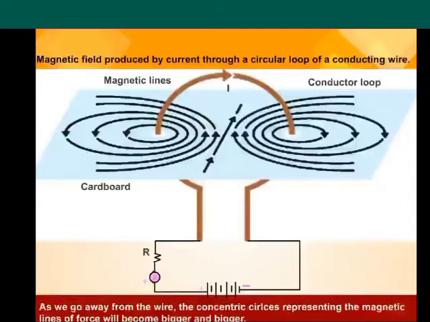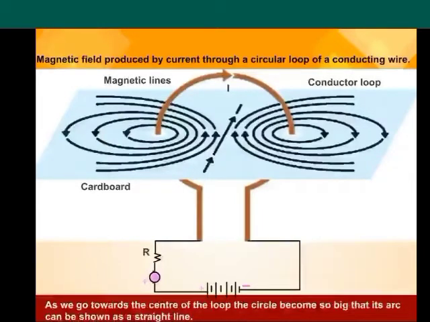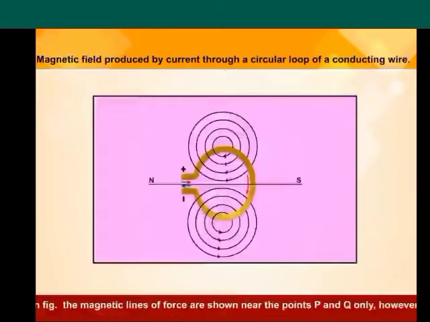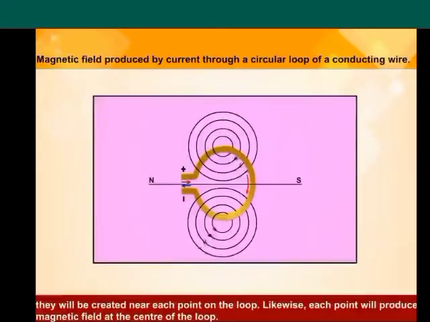As we go away from the wire, concentric circles representing the magnetic lines of force will become bigger and bigger. As we go towards the center of the loop, the circle becomes so big that its arc can be shown as a straight line. In the figure, the magnetic lines of force are shown near the points P and Q only. However, they will be created near each point on the loop.